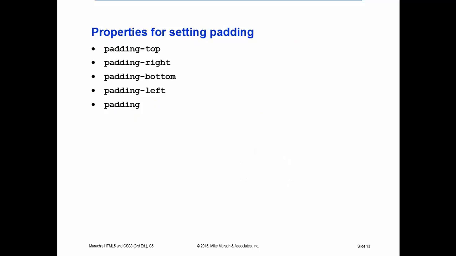Remember, not only are there margins, but there's padding. So padding top defines the space between the top of an element and its top border. Padding right defines the space between the right side of the element and its right border. Padding bottom defines the space between the bottom of an element and its bottom border. Padding left defines the space between the left side of an element and its left border. And again, you can have padding where you can put all of them. All right, and the same kind of clock thing with 12, 3, 6, and 9.